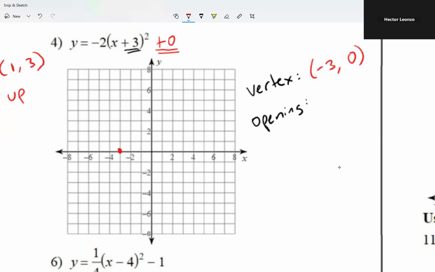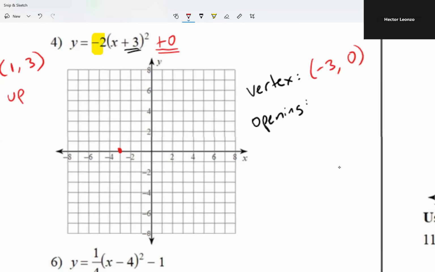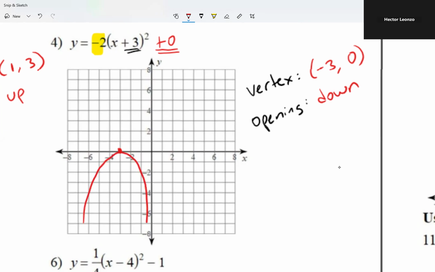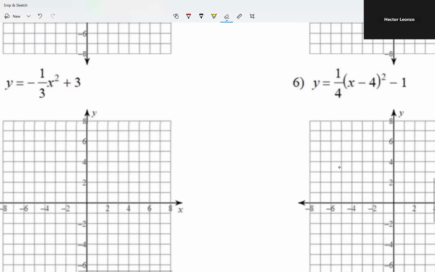And in this case, the opening, I look at the sign, I look at the number at the very beginning. In this case, it is negative, so it is open down. So I have a good idea that this thing might look like this, right? It looks like a U shape open down. Again, we'll talk about the graph later. So right now, I just want us to know the vertex and the opening. Let's take a look at question number 5.